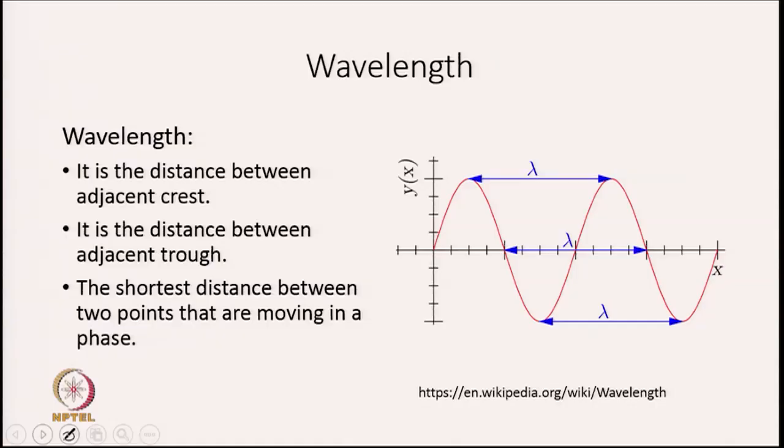So, one of the very important properties of waves is wavelength, and it is basically the distance between two adjacent crests, or the distance between two adjacent troughs, or the distance between this place and this place. Basically, when they complete one cycle, the distance in the x direction that they cover is called wavelength. It is the shortest distance between two points that are moving in phase, that is, in the same phase.